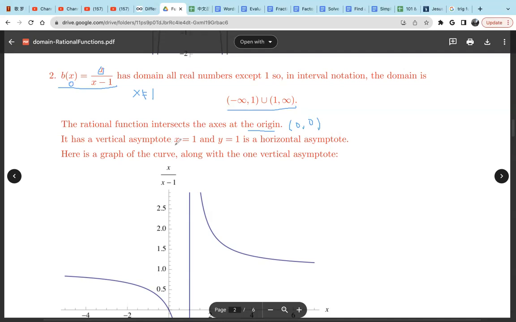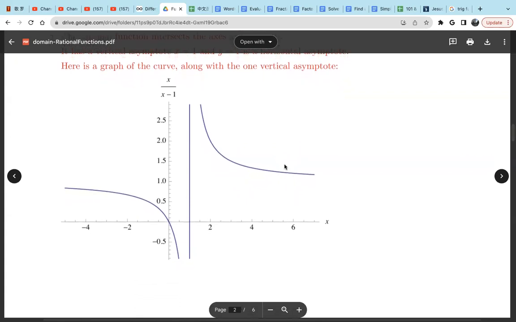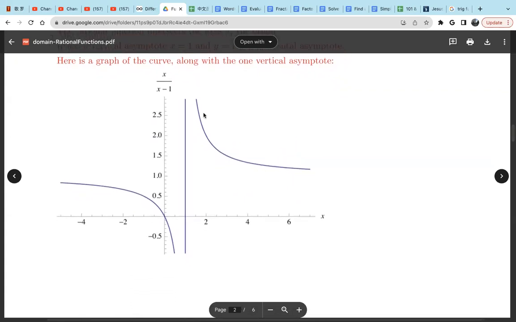A vertical asymptote at x equals 1 comes from the domain, right? Y equals 1 again comes from the leading term in the numerator divided by the leading term in the denominator. X divided by x, that's just 1. So y equals 1 is a horizontal asymptote. So the graph looks like this.